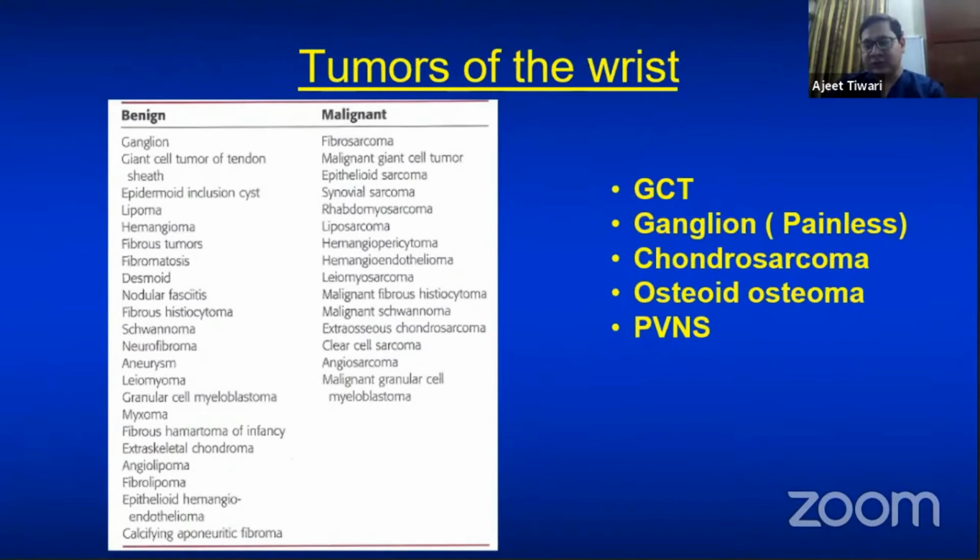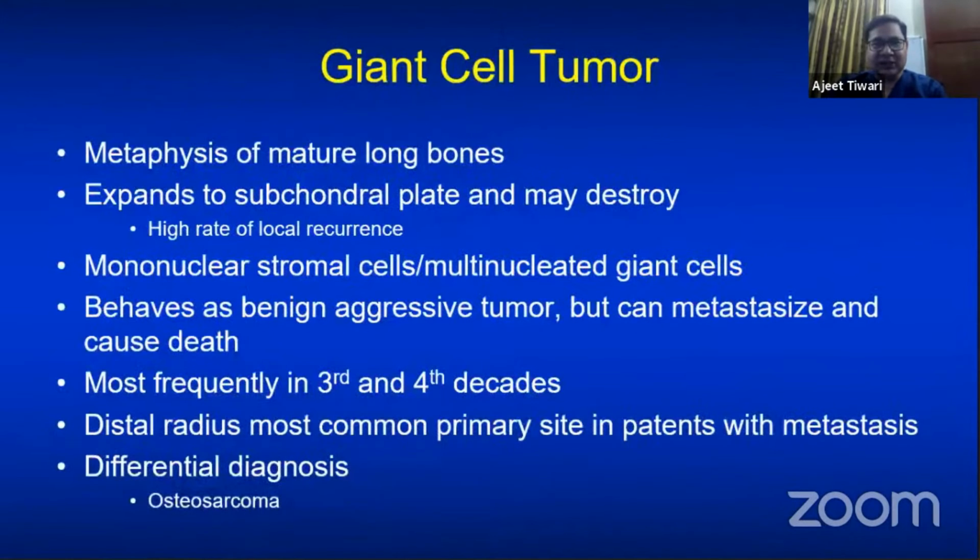This is chondrosarcoma, osteoid osteoma, and PBNS. Giant cell tumor is basically the most common tumor, happens at the distal end of the radius. This is metaphysis of the mature long bones. It expands to eat and may destroy. There's a high rate of local recurrence. Perhaps as a benign aggressive tumor, but it can metastasize and it can cause death.